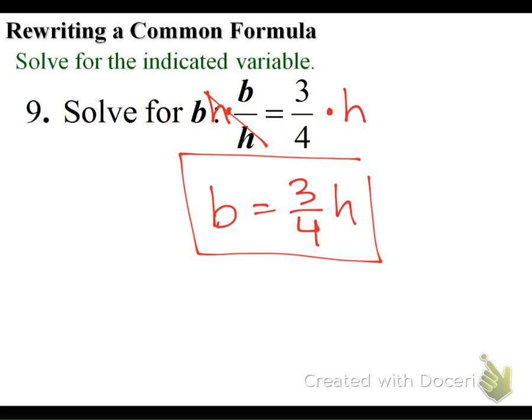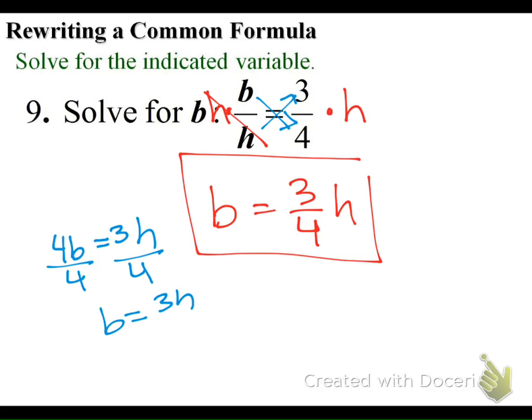Any questions? The other popular method I'll show you in blue, people want to cross multiply. That would give you 4b equals 3h. Either way, it's the same thing. You get b equals 3h over 4. Either method works here. Like I said, one just takes one step, one takes two. It doesn't really matter. Questions?